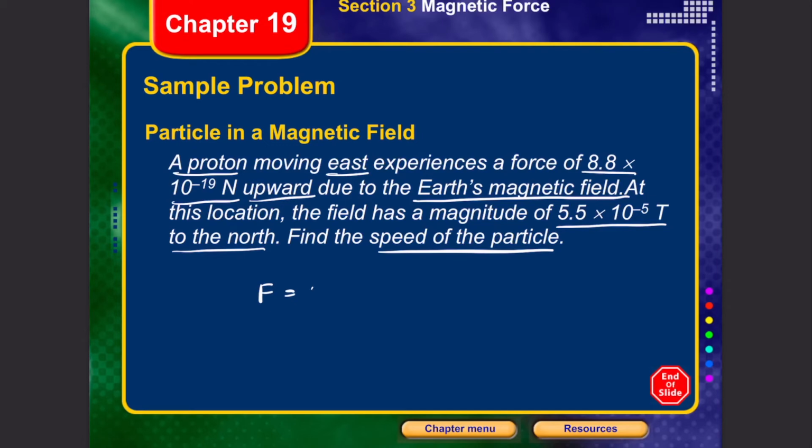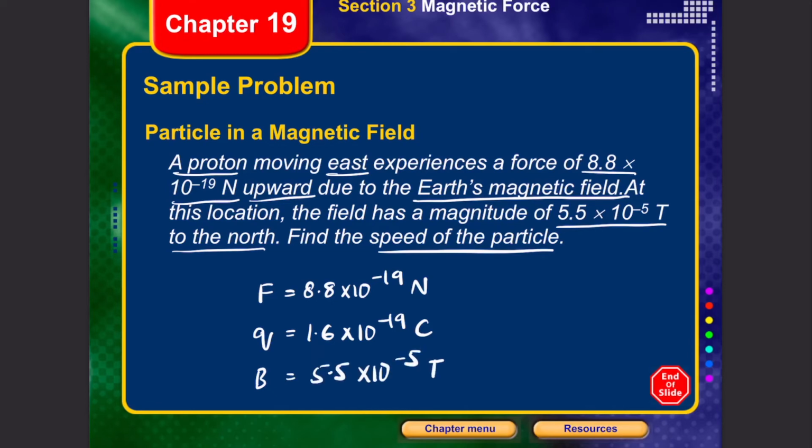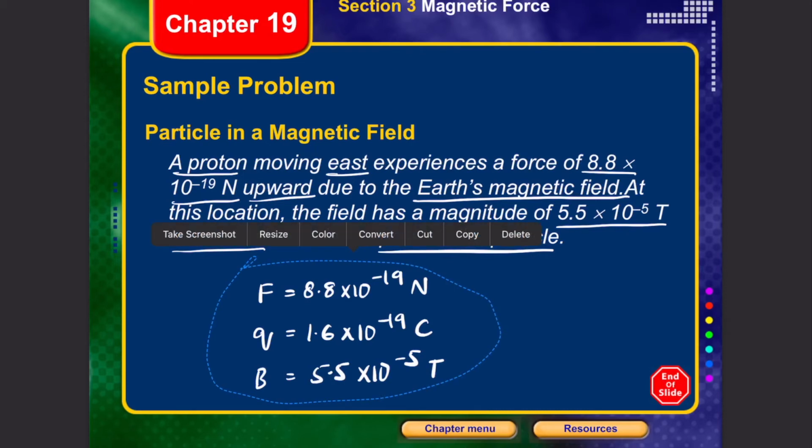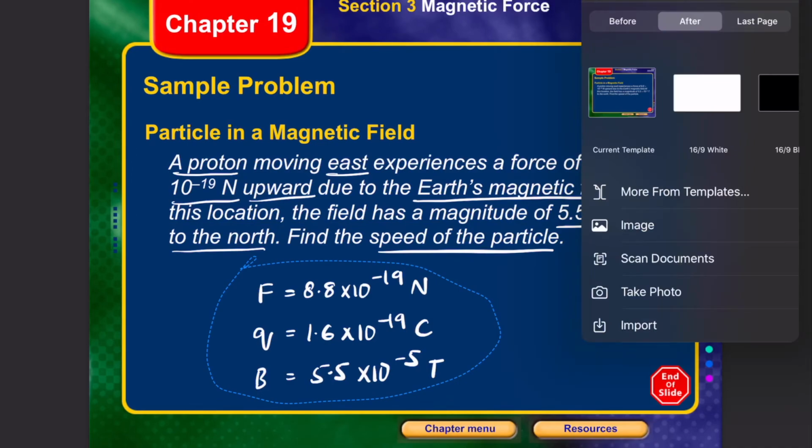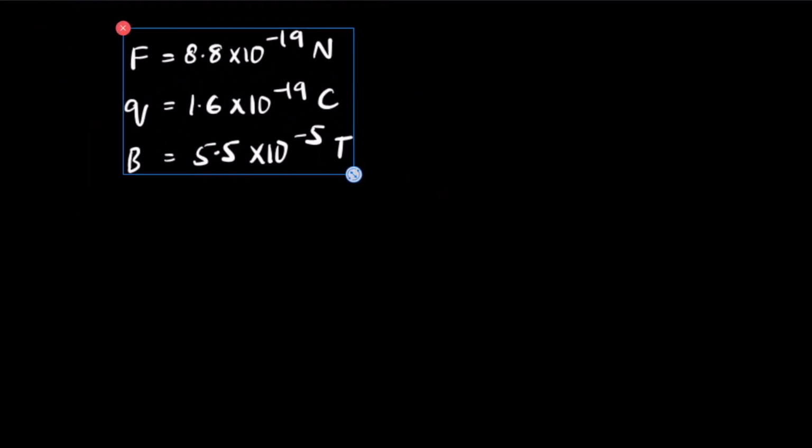So write down everything that is given here. They have given us the force, which is 8.8 times 10 to the power negative 19 Newton. And you have a proton, which means Q is 1.6 times 10 to the power negative 19 Coulomb. And the magnitude of the magnetic field is B equals 5.5 times 10 to the power negative 5 Tesla. Tesla is the unit of magnetic field, so remember that. So let's try and solve this problem. This is the data that is given here.